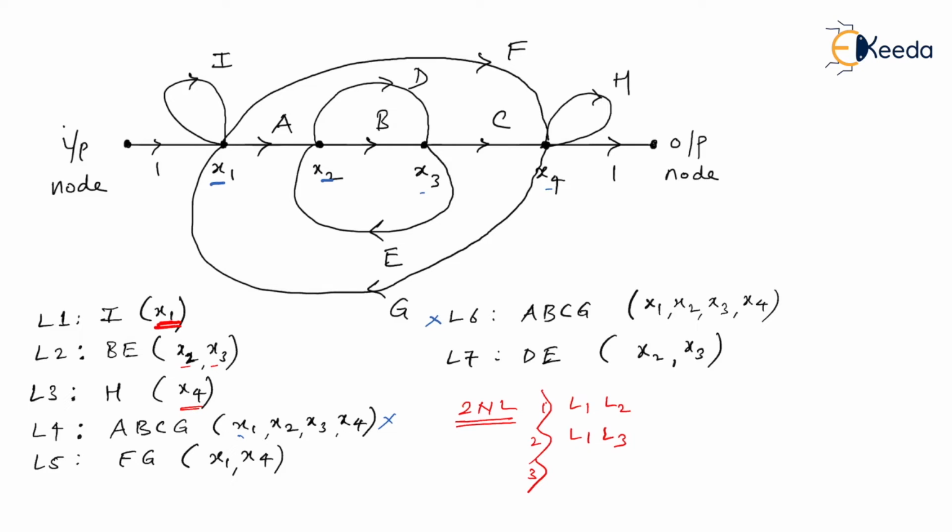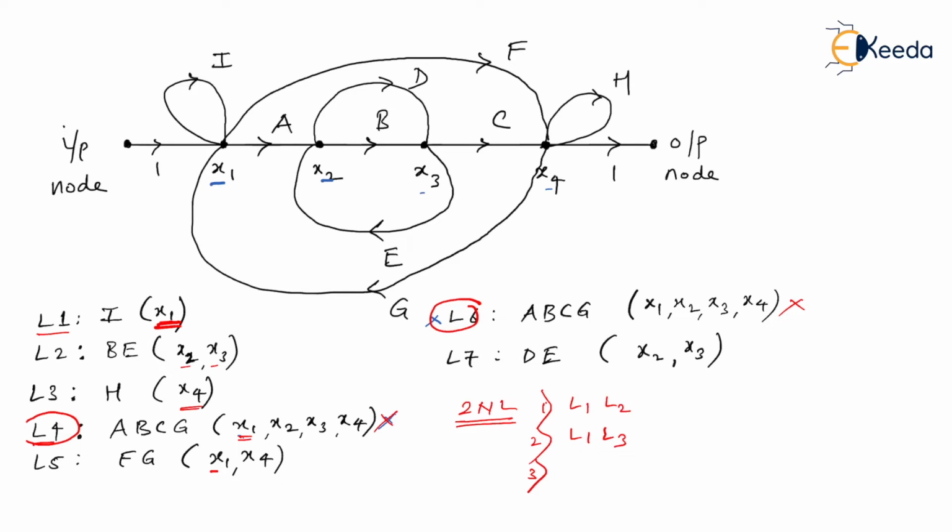Then compare L1 with L4. So you have to always observe L1, L4 here. As you can see, x1 is the common node. L1, L4 cannot be two non-touching loops. Compare L1 with L5. Again, x1. L1 with L6. Now you need not compare L1 with L6 because we have already made L4 and L6 out of competition because they are involving almost all the nodes, that is from x1 to x4. So we are not going to compare L4, L6 with any other loop.